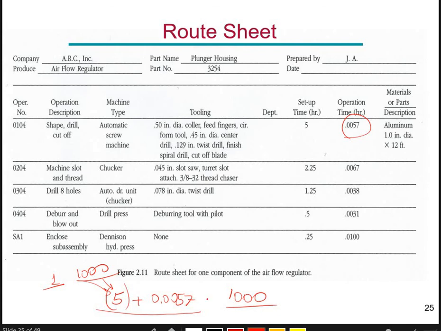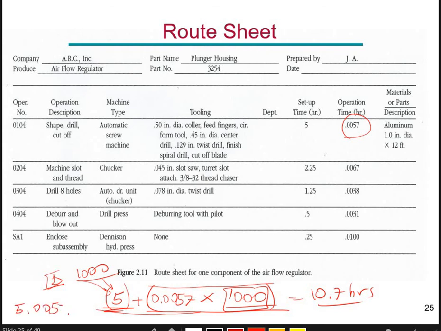But if you are producing 1000 parts, then the total time will be 5 for setup plus 1000 multiplied by this for the processing of 1000 parts. It means that it will be 10.7 hours if you produce 1000 parts. But if you produce one part, it will be 5.0057 hours, only one part. So this total time, you can calculate from the information in the route sheet.